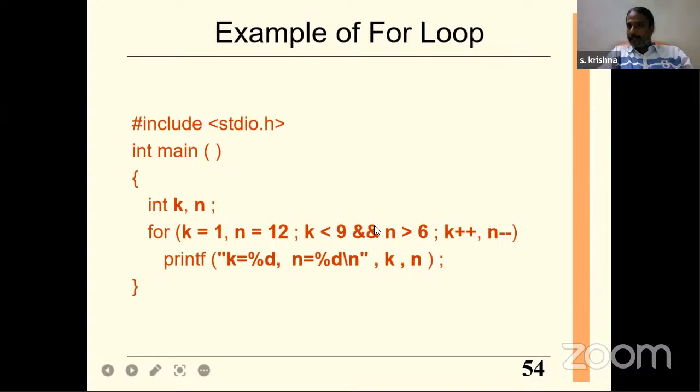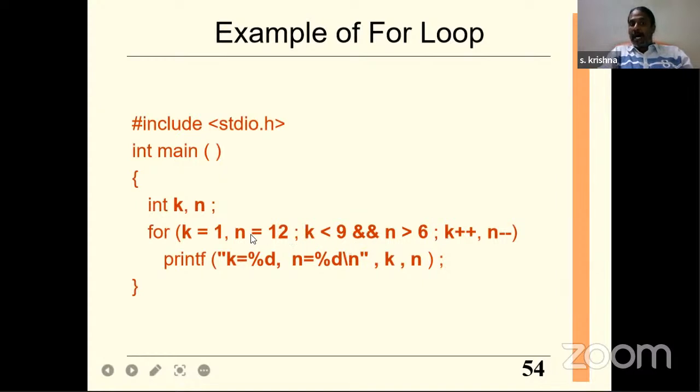When we talked about logical operators, we talked about the AND operation. If AND is there, this means this has to be true and this has to be true, then only this line will be executed. If k is less than 9 and n is greater than 6, then only the k value and n value will be printed. Okay. So this is expression 2.